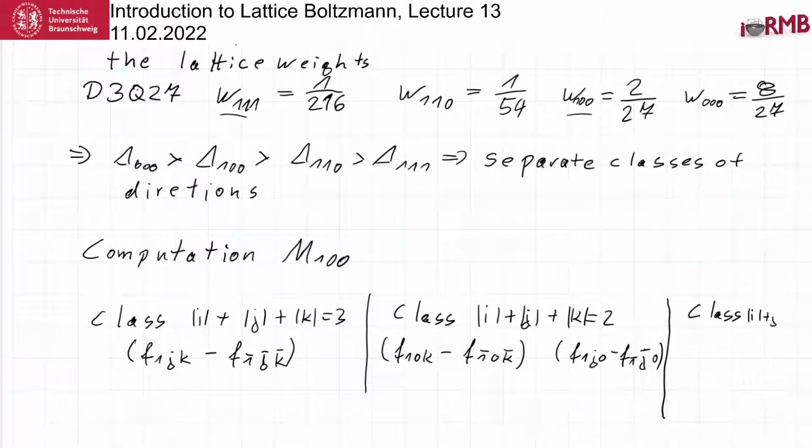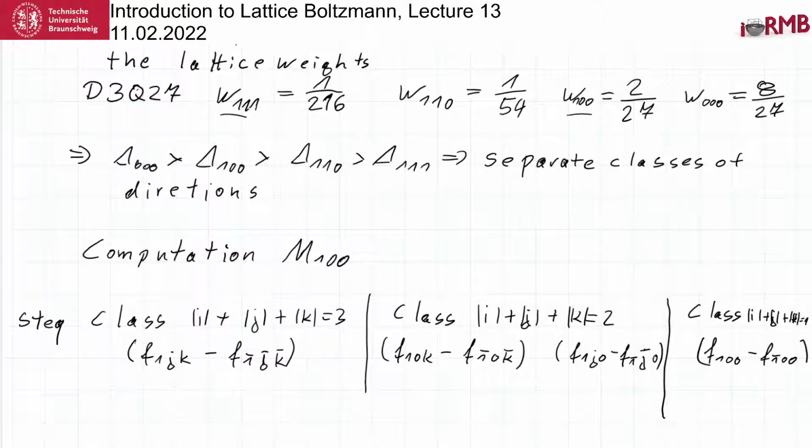i plus j plus k is equal to 1. So there's only one operation like this. This is f100 minus f minus 100. Okay, so these are the first operations that we do.